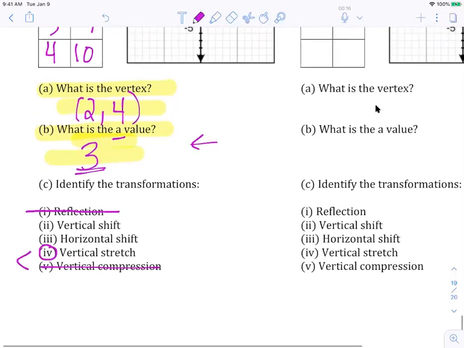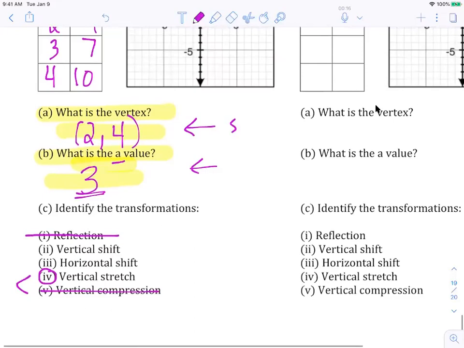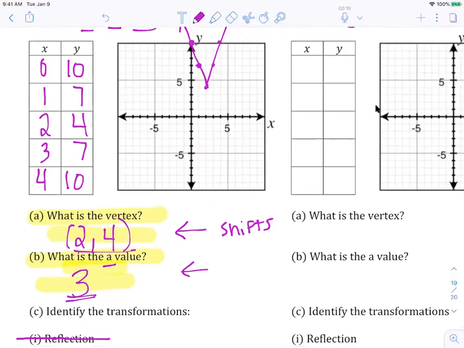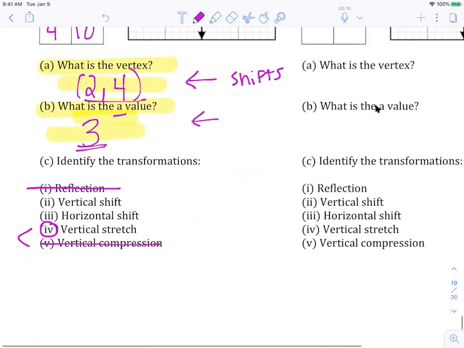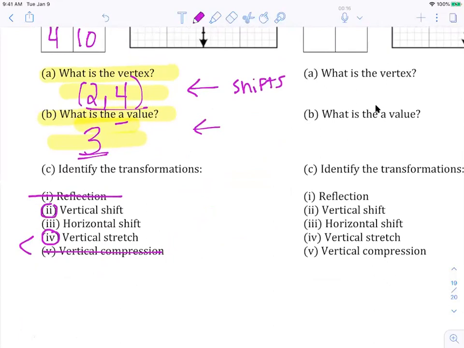Now let's tackle the shifts. The shifts are all told from the vertex, because we compare this point to where the parent function's vertex was. So the parent function had a vertex at 0, 0. So think about how we got to our new vertex. Well, we went right 2, and we went up 4. So I shifted right and I shifted up. So in terms of shifts, we had both. We were vertically shifted up 4, and we horizontally shifted right 2. So there are your transformations.